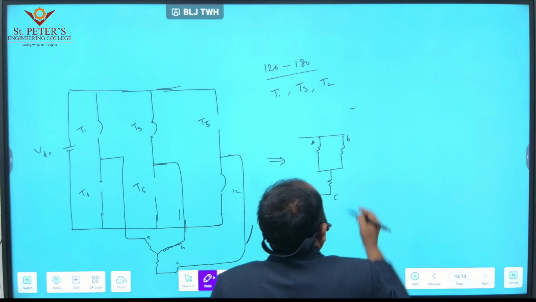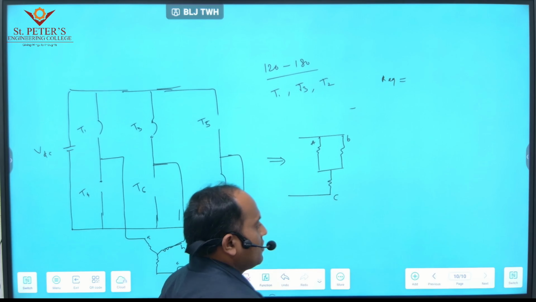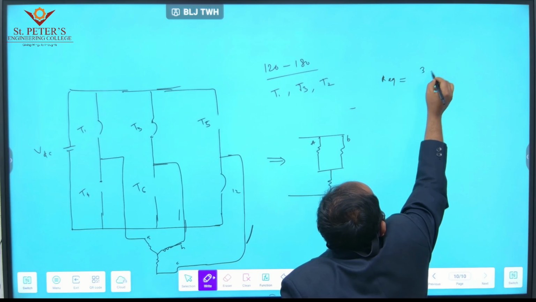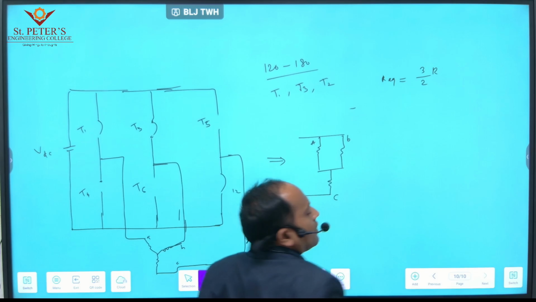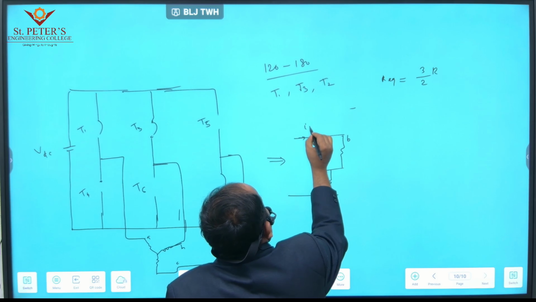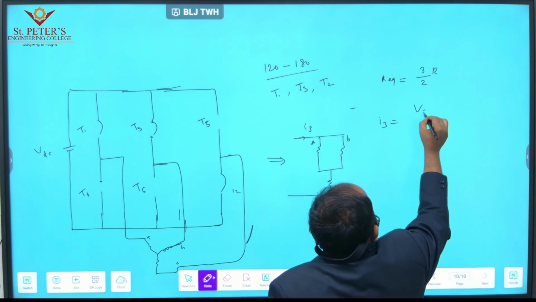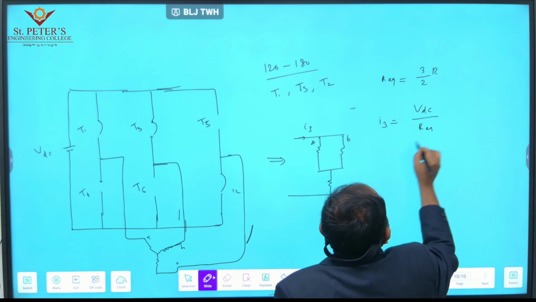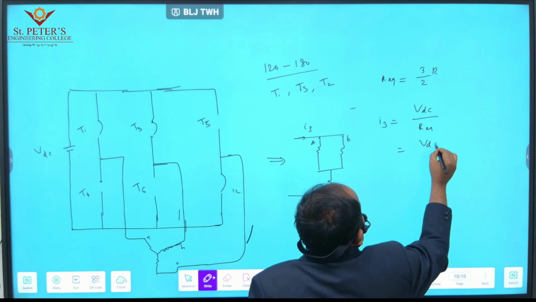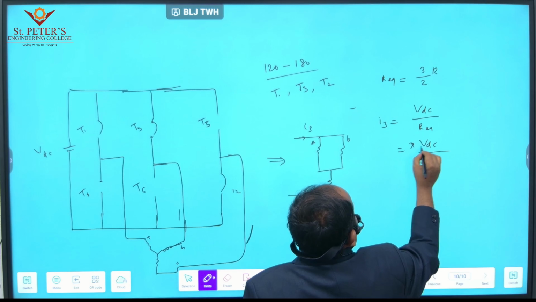Now again you have to calculate the remaining values. The R equivalent is the same as in the previous case, 3 by 2 R. And what about I3? I3 is nothing but VDC by R equivalent. We are getting the same values always in this case. VDC divided by R equivalent, 3 by 2 R, is 2 by 3 R.